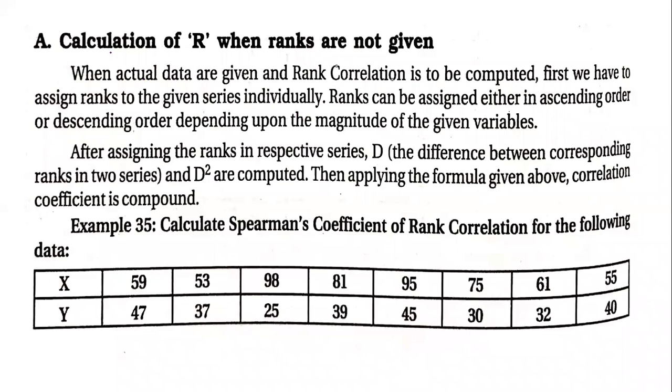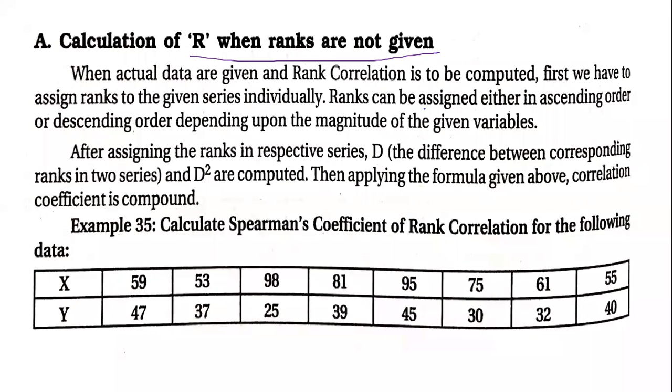So let's start with the first one. The first method is calculation of R when the ranks are not given. These first 2 methods are very easy for us to calculate, when ranks are given directly and when ranks are not given. So we'll see how we calculate when the ranks are not given.